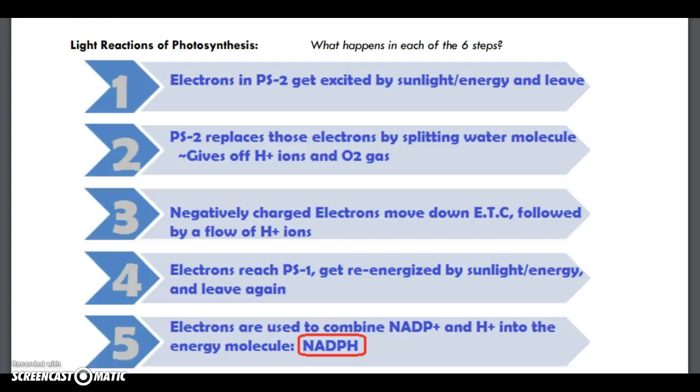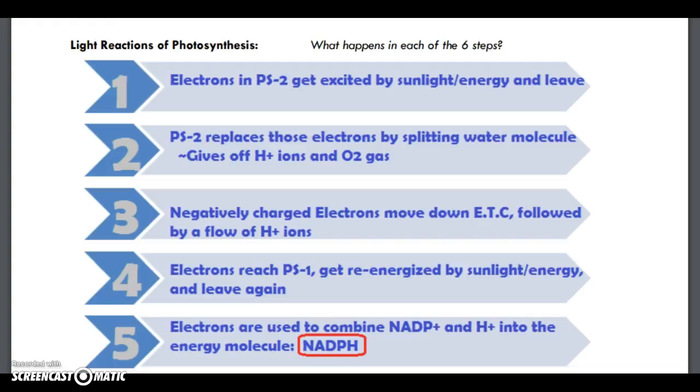In step 3 of the light reactions, we're going to take those negatively charged electrons, and as they move down the ETC, they make other things negatively charged, so they start attracting a flow of hydrogen ions because positive and negative attract. When those electrons run out of energy, they reach photosystem 1, which is another area that has lots of pigments and lots of proteins. It absorbs sunlight energy, so those electrons get re-energized, excited again, and so they leave.